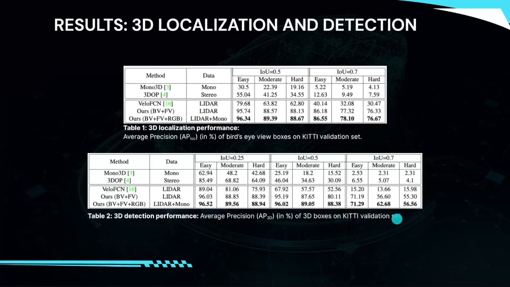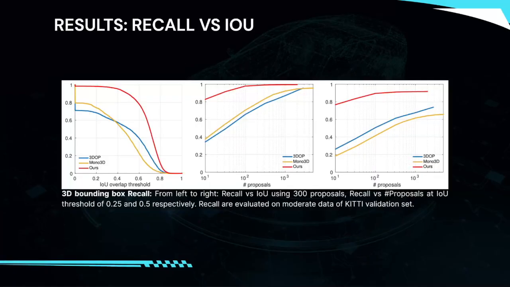Results: 3D localization and detection. They tested the model on the KITTI benchmark, which is the industry standard for autonomous driving. MV3D outperformed previous state-of-the-art methods by 25 to 30% in 3D localization and detection. Results: recall versus intersection over union. With just 300 proposals, it achieved a 91% recall at a strict 0.5 IOU threshold, while previous methods achieved only around 40 to 50%. Using only 300 proposals, the approach obtains 99.1% recall at IOU threshold of 0.25 and 91% recall at IOU threshold of 0.5.